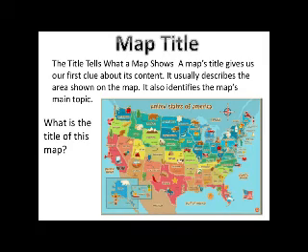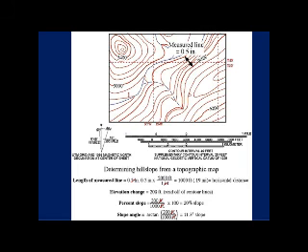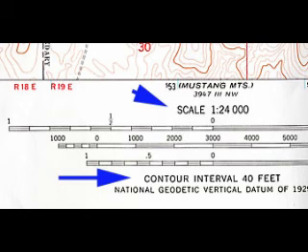Next, we come to the map title. The title tells what a map shows. A map title gives us our first clue about the content. It describes the area shown on the map, and it also identifies the map. Now here in the next picture you can see the title of the map, then the topo sheet number and the area which is covered. In the next picture you can see the variation between true and magnetic north. The next picture shows the scale of the map and the contour interval.